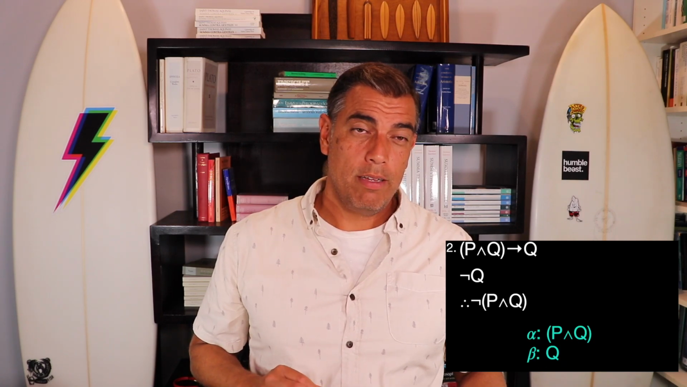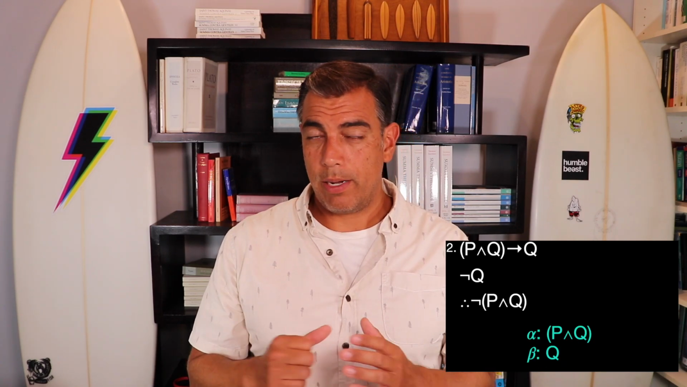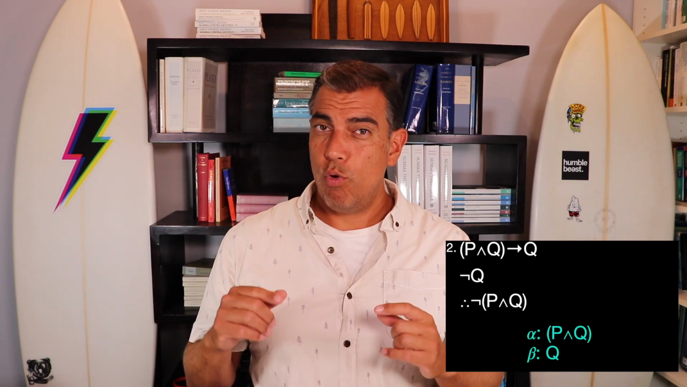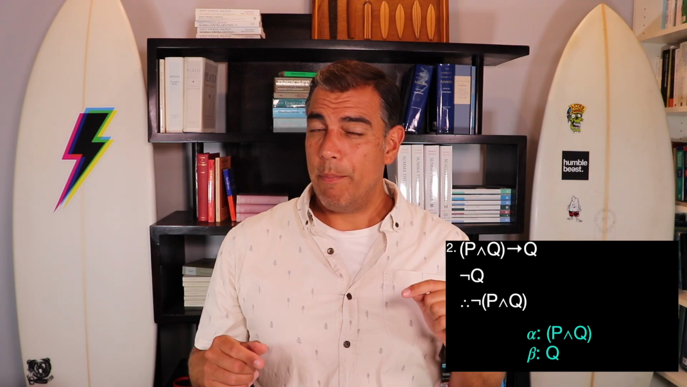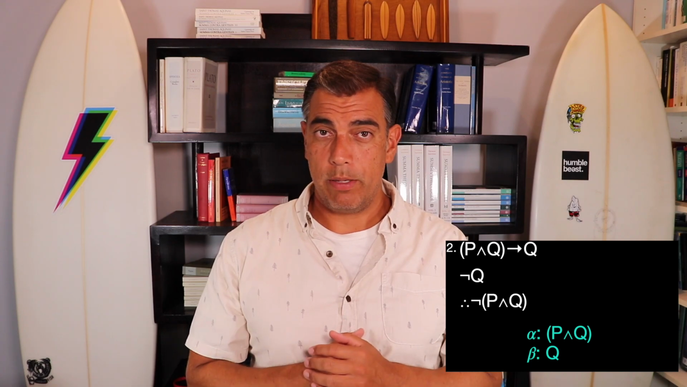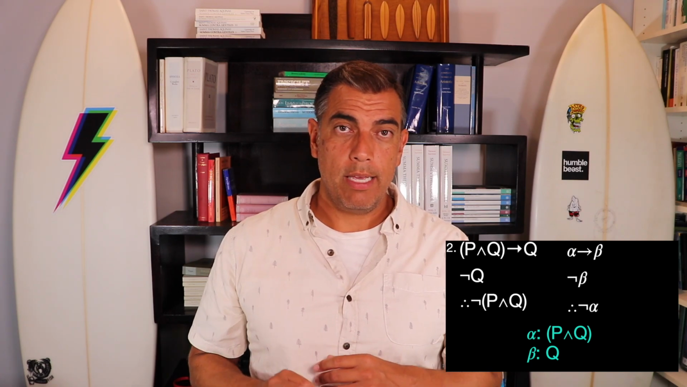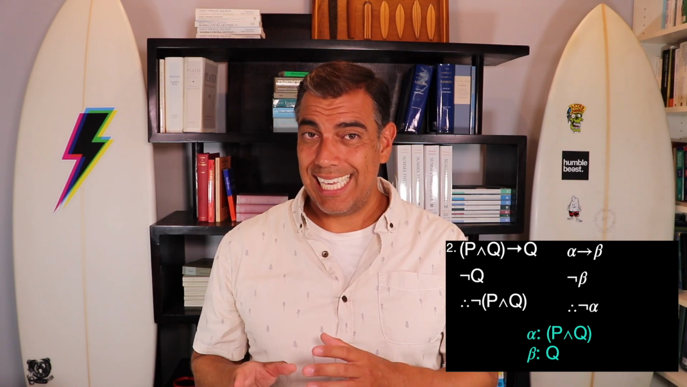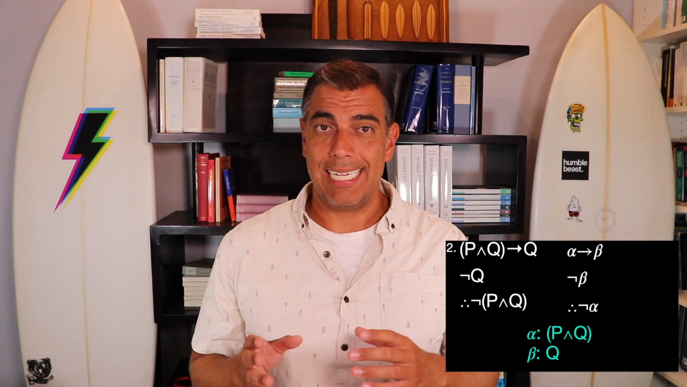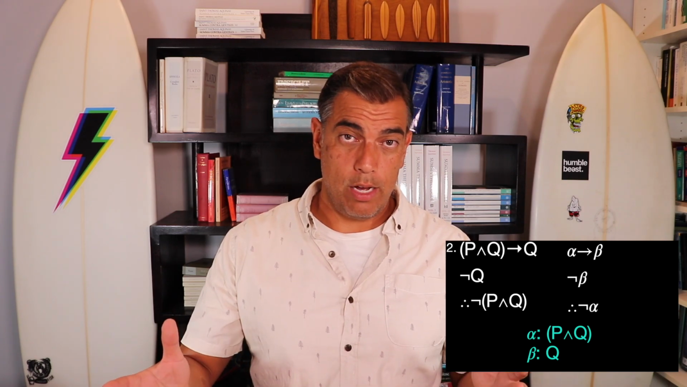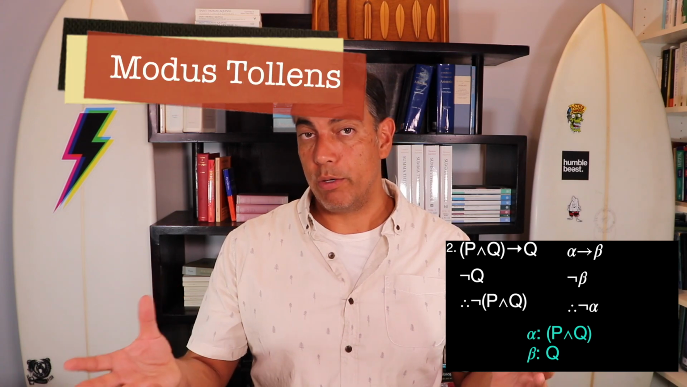So let's instead notice that we have P and Q in there, and it shows up a couple of times. So we'll make alpha P and Q and beta Q. Now let's see what happens. My argument form will be: if alpha then beta, it's not the case that beta, therefore it's not the case that alpha. And actually, this is a famous argument form called modus tollens.